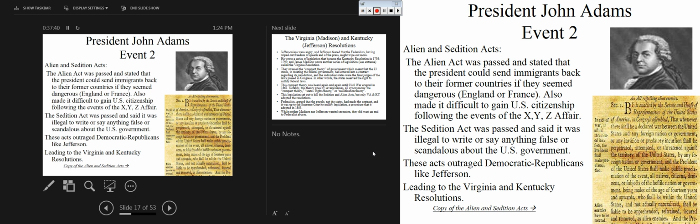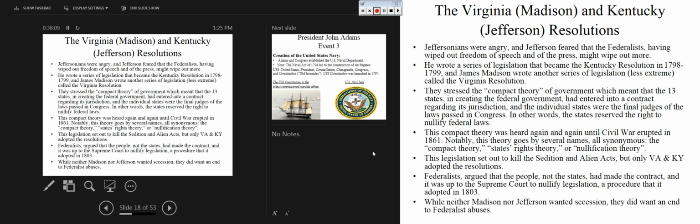Well, one of the guys arrested for that is James Callender, another newspaper contributor and editor by the name of Lyon, L-Y-O-N. He'll be arrested and tried for seditious libel. What does that go against? The First Amendment, right? So the Democratic Republicans are going to run with it, and what it will lead to is Madison and Jefferson's Kentucky and Virginia resolutions. Madison wrote the Virginia resolution, Jefferson wrote the Kentucky resolution.